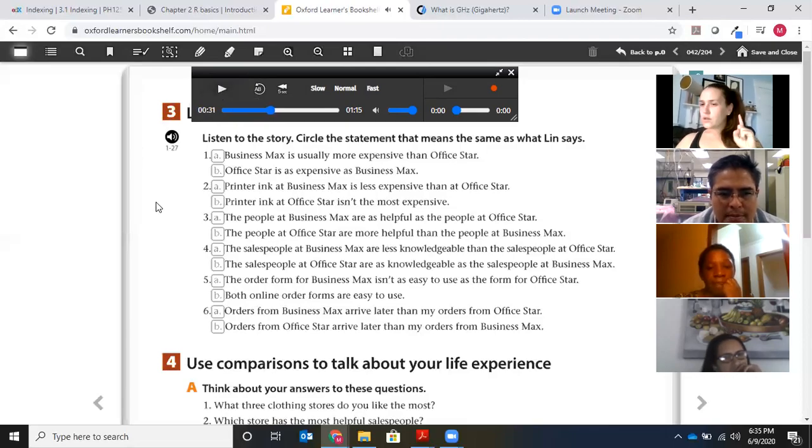Okay, Office Star, it's B? Office Star is usually, what did she say, less expensive. Right? So Office Star is usually less expensive than Business Max. So which one of these is the answer? Which one of these is similar to that? Office Star is less expensive than Business Max.